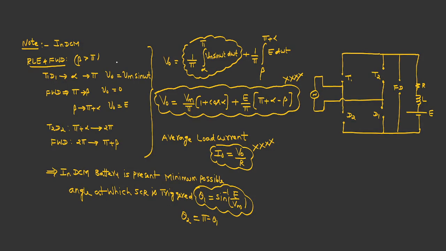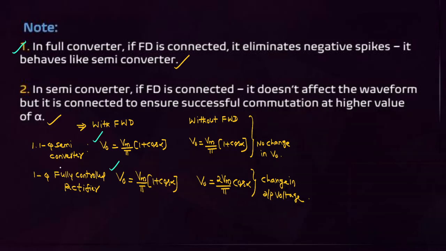This is RLE and freewheeling diode. Beta greater than pi. What are the conduction angles? RLE and freewheeling diode. And the average output voltage is this one, students. With the freewheeling diode case, RL and freewheeling diode, this is the average output voltage that you have to concentrate on. That is for discontinuous mode.